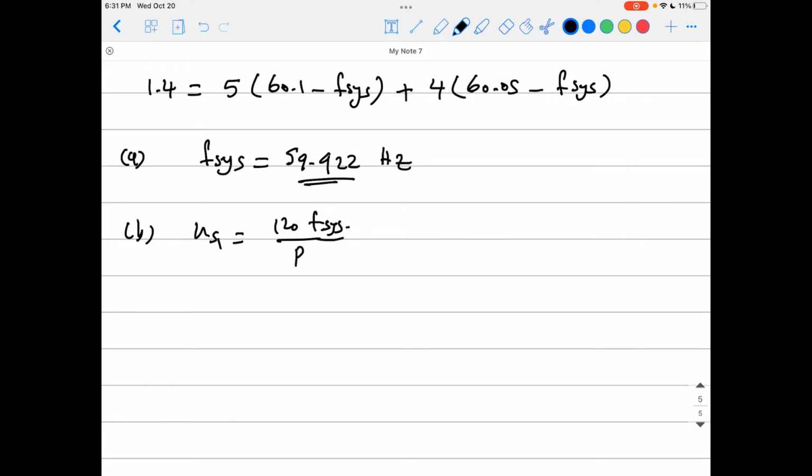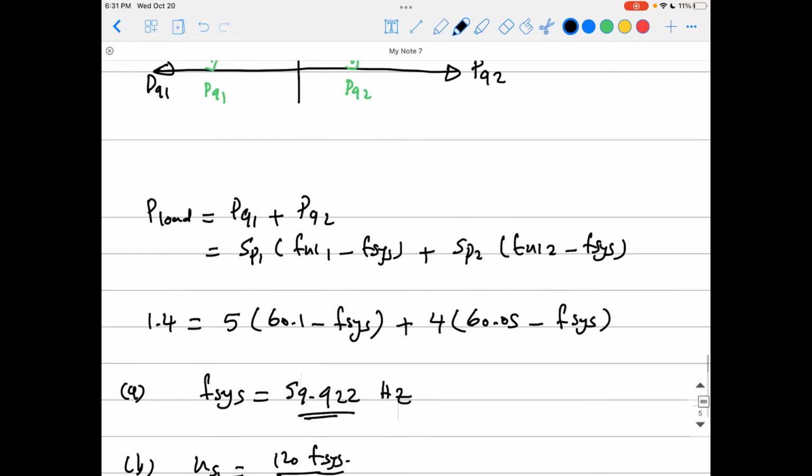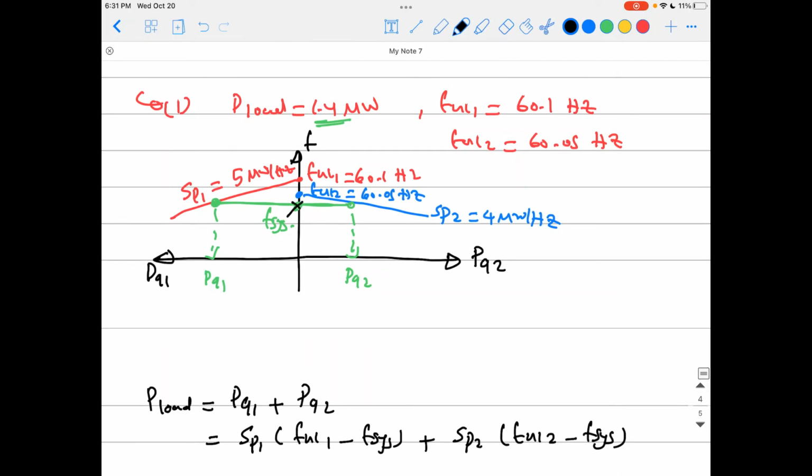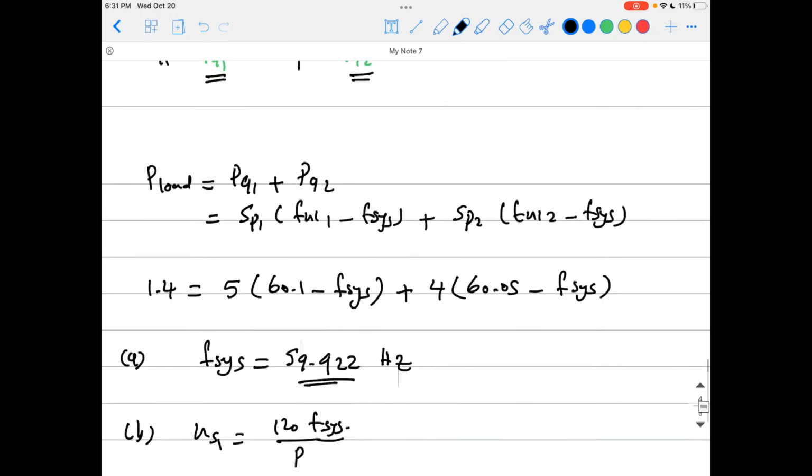The generator does not work at the no load frequency unless it's working at no load. But the generator is not working at no load, it's feeding some load, so it's working at the system frequency. So the two generators are actually working at this system frequency, because each one of them is supplying an amount of power. Okay guys, so don't be confused.